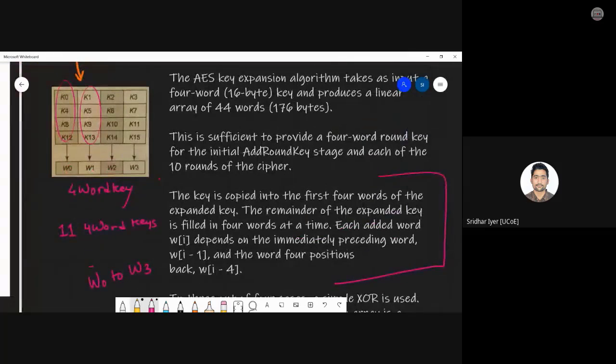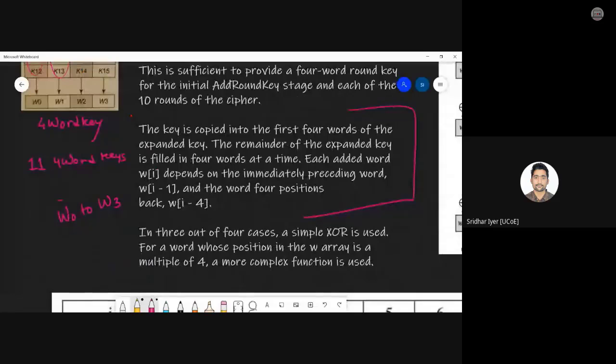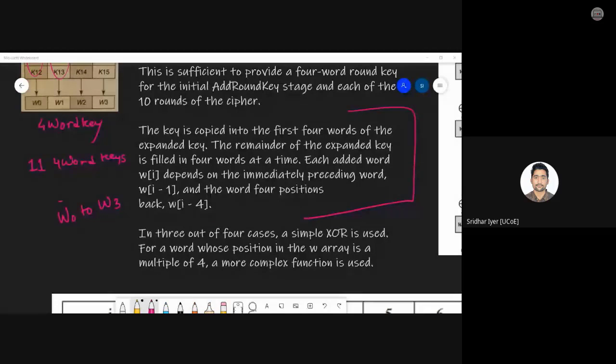W0 to W3 we have initially, but we want to have values from W4 to W43. Yes or no? Obviously, we want to expand it. So for that, what we need to do is simply follow this technique. Each added word wi depends on the immediately preceding word wi minus 1 and the word 4 positions back, that is wi minus 4.